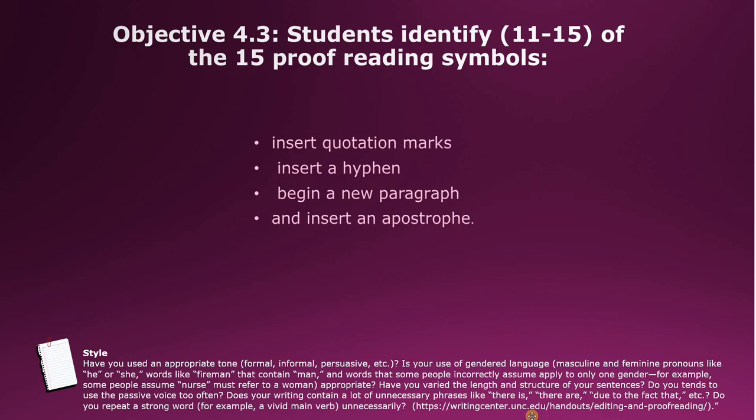Objective 4.3. Students identify 11 through 15 of the 15 proofreading symbols: insert quotation marks, insert a hyphen, begin a new paragraph, and insert an apostrophe. Take a moment to look at the note below.